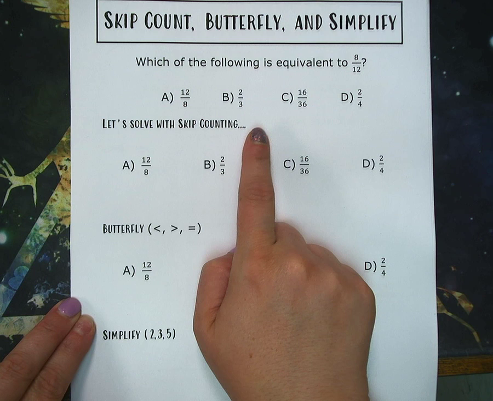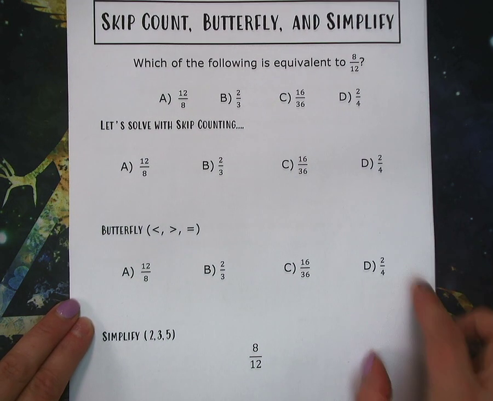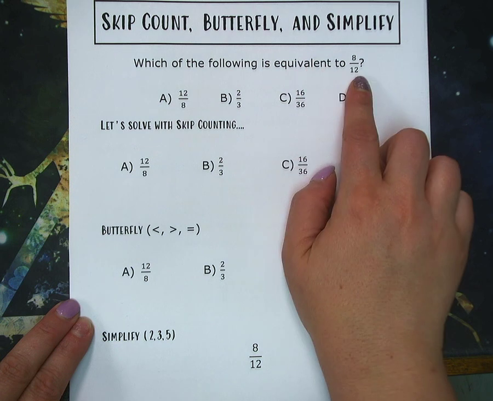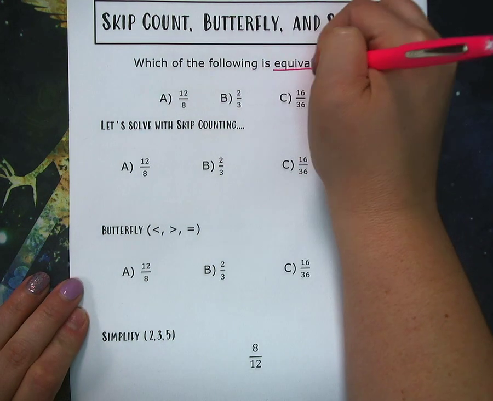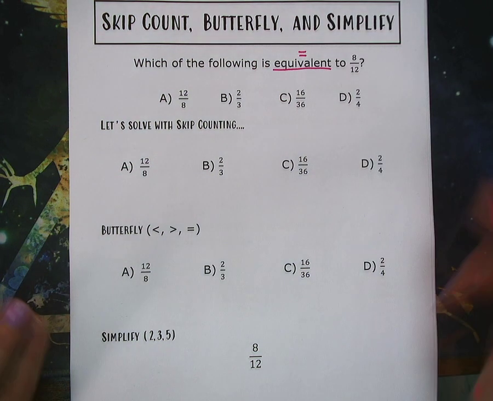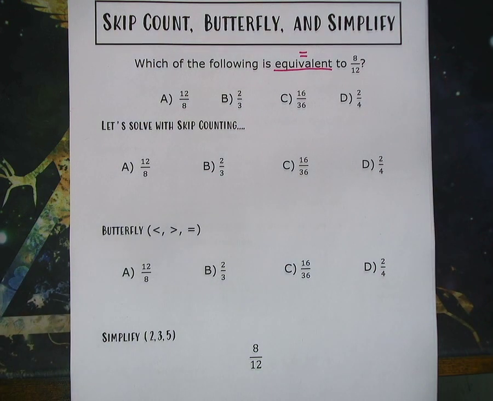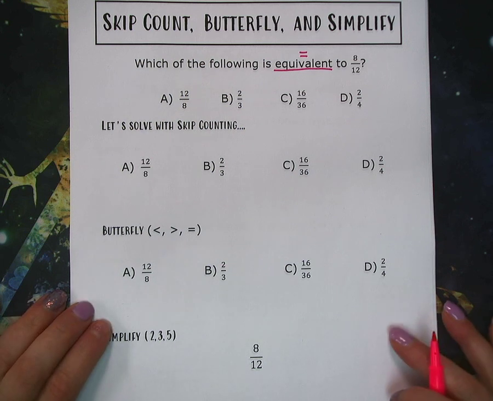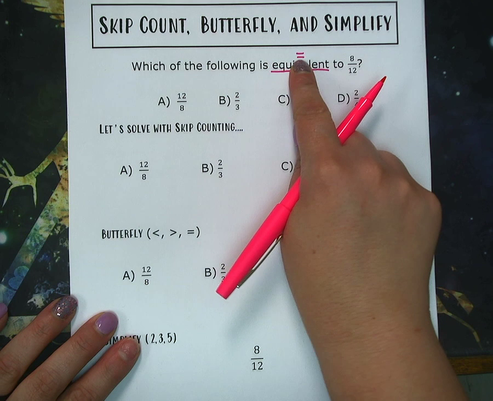And I'm going to show you how to use each strategy for the same problem. Okay? So it says, which of the following is equivalent to 8 over 12? So our keyword here is equivalent. Equivalent does, in fact, mean equal. So I'm looking for a fraction that is equal to 8/12. It could be a smaller reduced fraction, or it could be a larger fraction, but in the end, they will end up being equivalent.